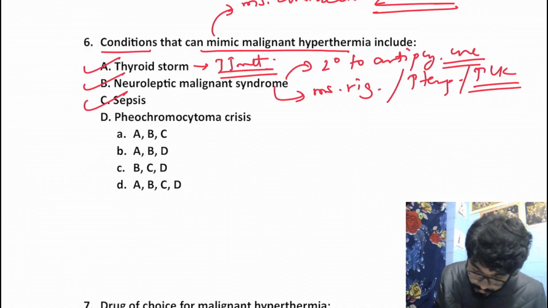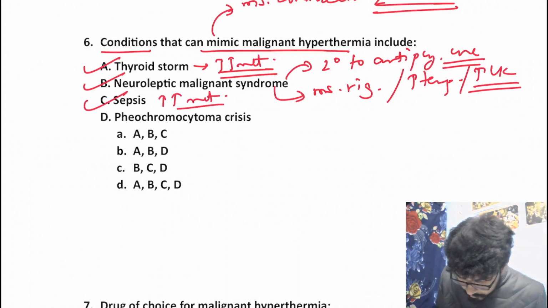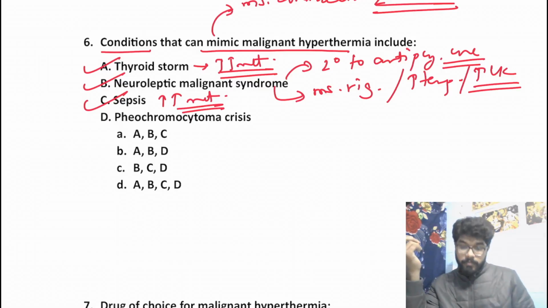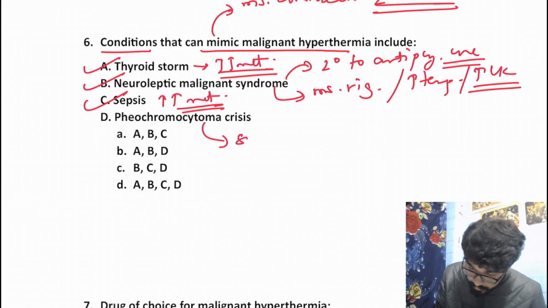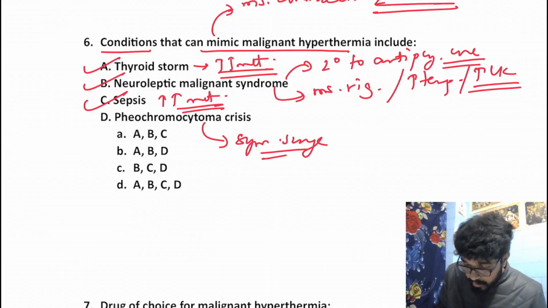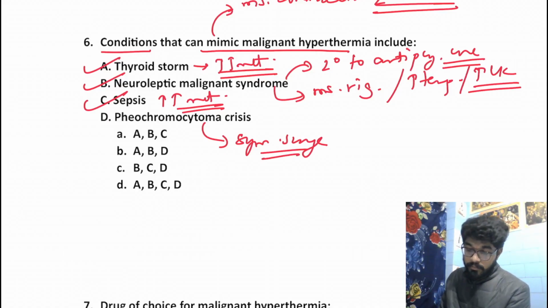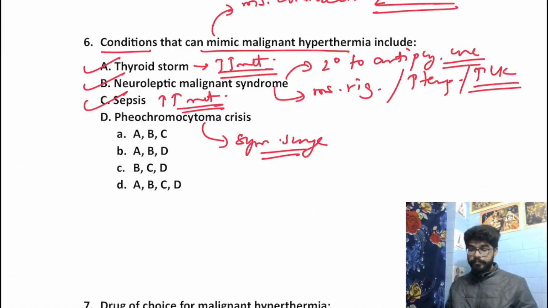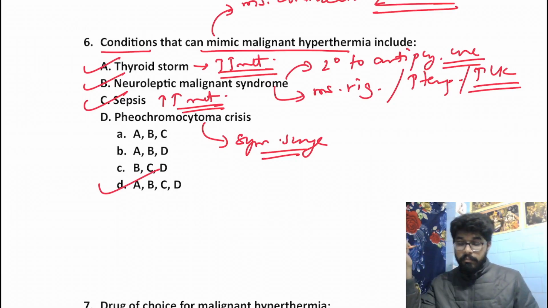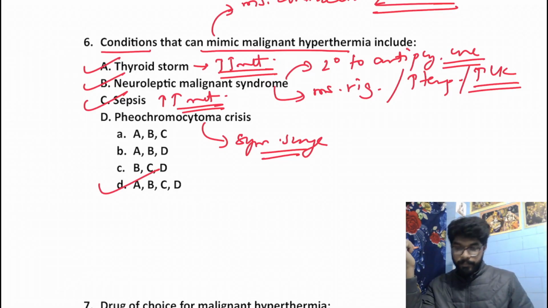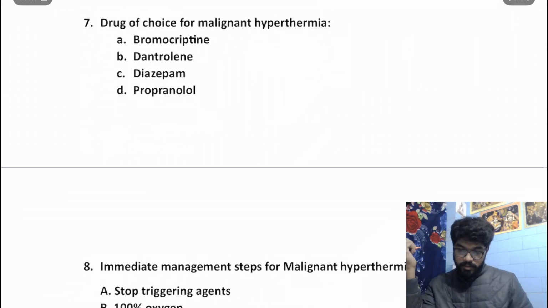Then sepsis, yes, sepsis is also a state of increased metabolism. Similarly, pheochromocytoma crisis, yes, in pheochromocytoma crisis we have a sympathetic surge which would be responsible for increased heart rate, increased blood pressure, increased temperature, right? Everything. So all of them over here can mimic malignant hyperthermia. Okay. Moving on to the next question.